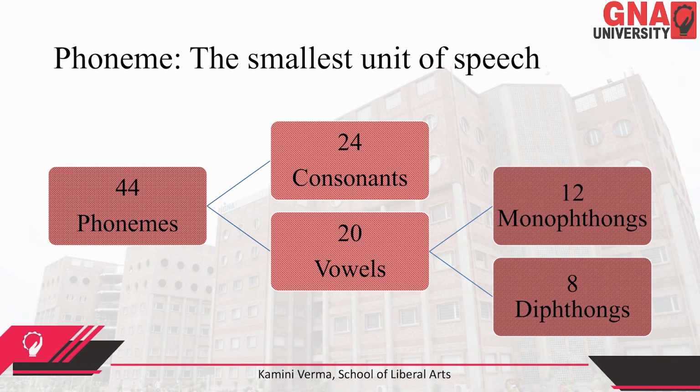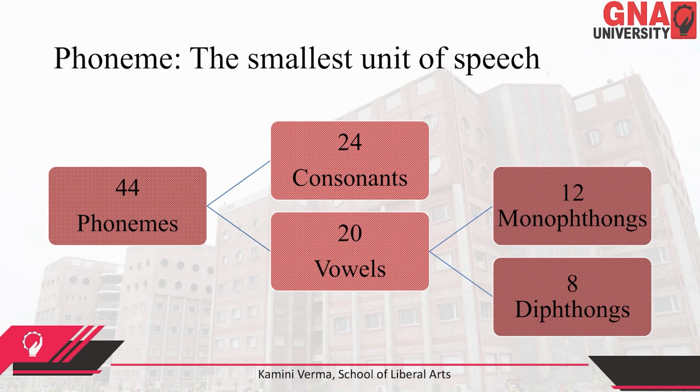Whenever we talk of phonemes, there are a total of 44, out of which 24 are consonantal sounds and 20 are vowels. The 24 consonants are a surprise for English users, because we have studied 26 alphabets so far. Out of those 26 alphabets, we consider 21 to be consonants and only the 5, A, E, I, O, U, to be vowels.